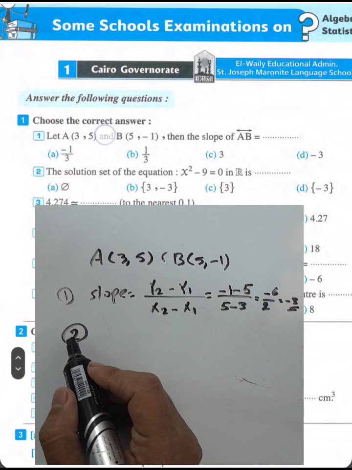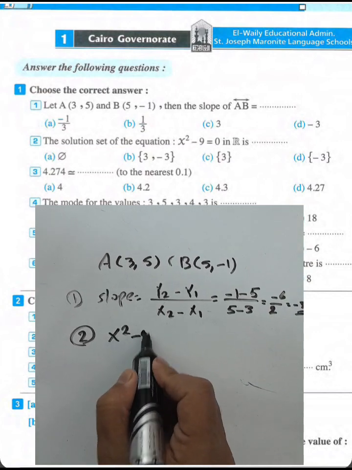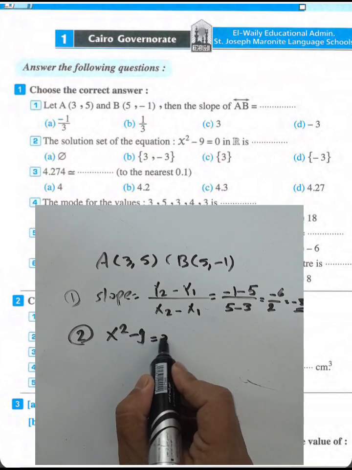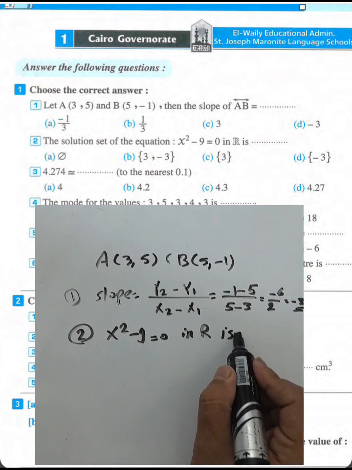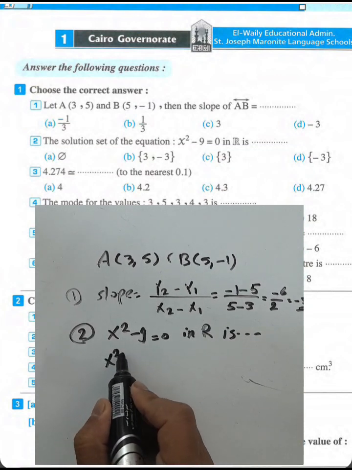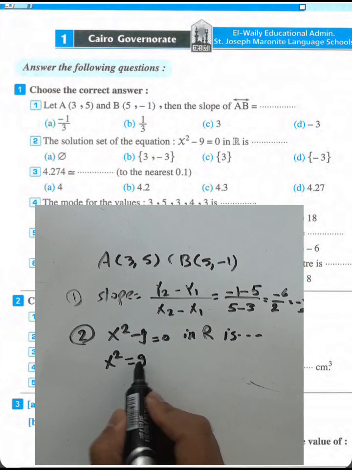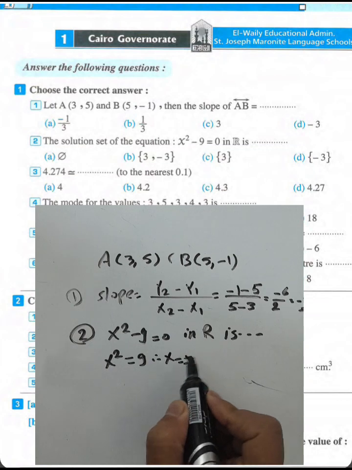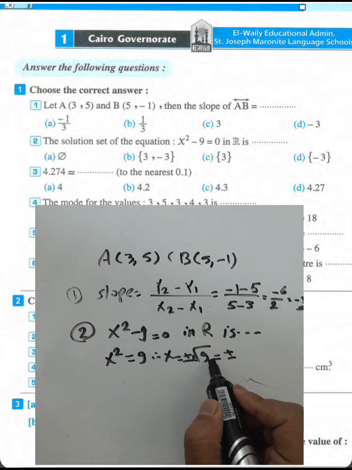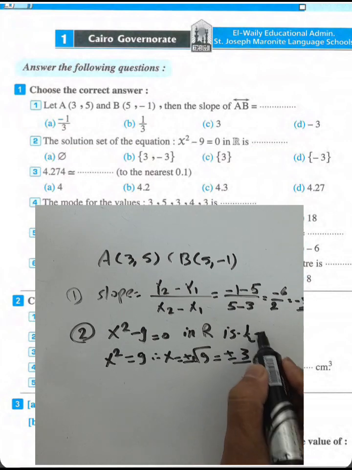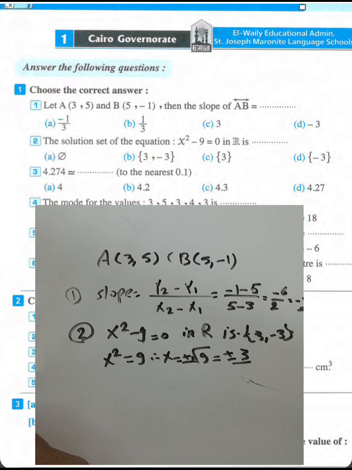The solution set of the equation x power 2 subtract 9 equals 0 in R is what? First step, we can move -9 from the left hand side to the right hand side and change the sign, and then x will be positive or negative square root of 9. The square root of 9 will be 3. Then the solution set here is 3 and -3. We have two solutions. Choose letter B.